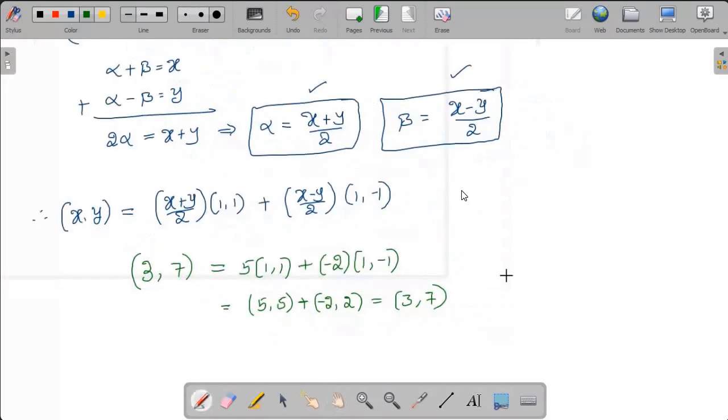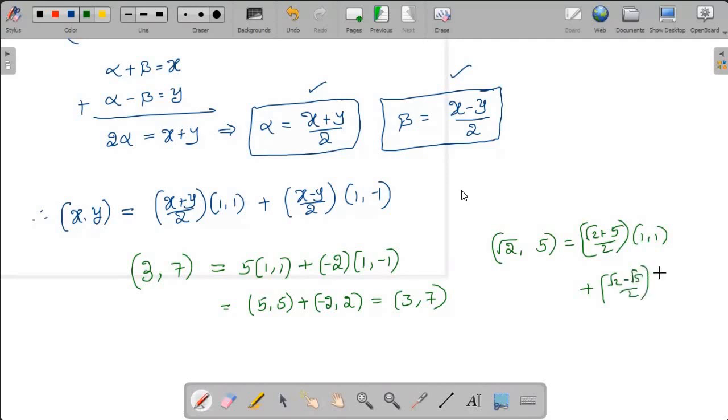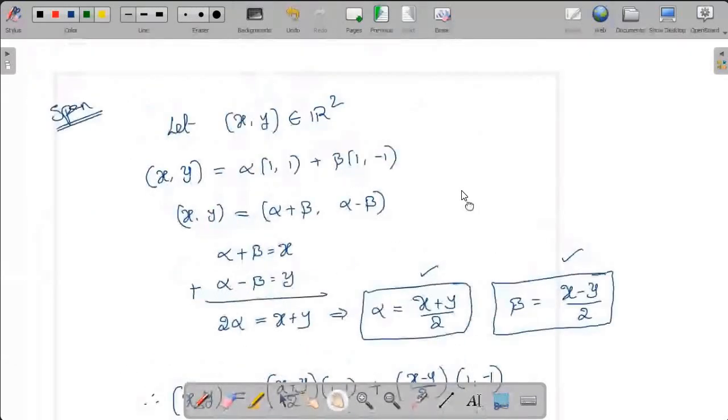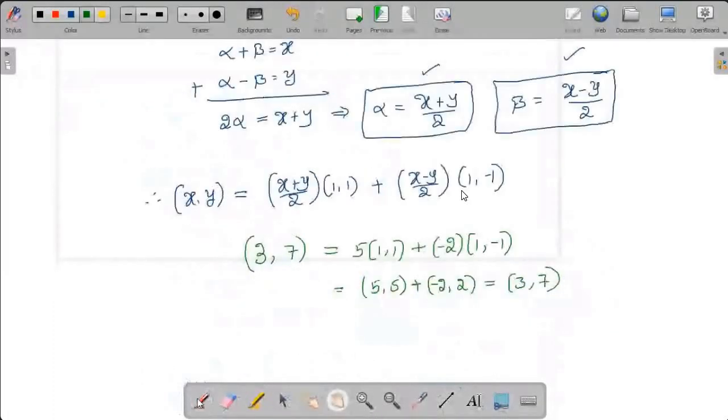Not only 3 comma 7, you start with any number. For example, if you want to write root 2 comma 5, then yes, it is possible. X plus y is nothing but root 2 plus root 5 by 2. It is a real number, okay, into 1 comma 1 plus root 2 minus root 5 by 2 into 1 comma minus 1. Okay, so we are able to express every element in R2 as a combination of these two. So therefore, we can conclude that B spans entire R2. So the conclusion is this B spans R2. Or the same thing you can write, linear span of B equal to R2.